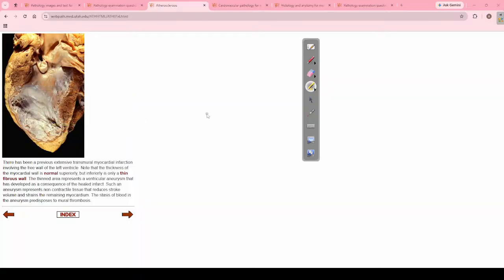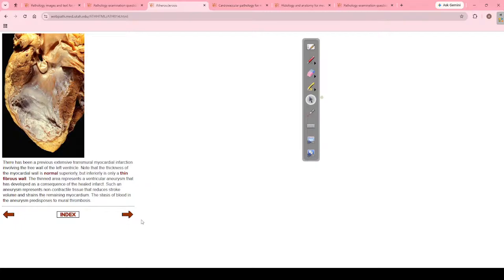Then we have a previous extensive transmural myocardial infarction involving the free wall of the left ventricle. Although the thickness of the myocardial wall is normally superior, here it is very inferior, it is very thin. The thin area is an area of ventricular aneurysm that has developed as a consequence of a healing infarct. So this is all healed fibrous tissue. Such an aneurysm is non-contractile tissue, and it reduces the stroke volume and strains the remaining myocardium.